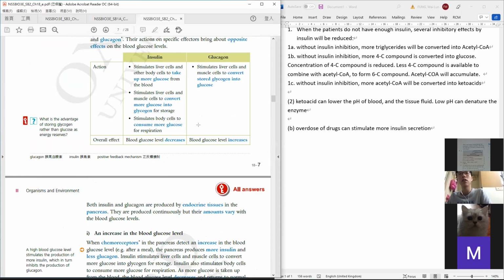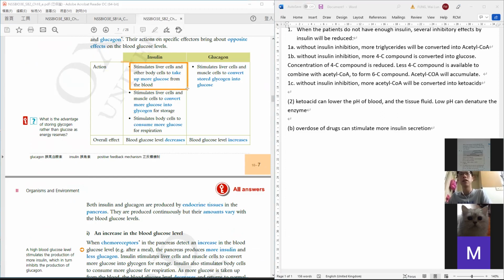Okay, according to chapter 18, page 7, insulin has several effects. They stimulate liver cells to take up more glucose, stimulate body cells to take up more glucose, stimulate more glucose conversion into glycogen, and also stimulate body cells to consume more glucose.